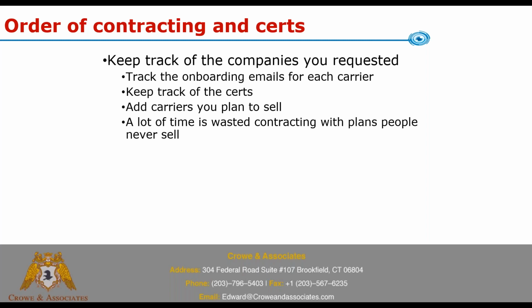This one sounds really kind of stupid and simple, but I cannot tell you how many times we get calls from people saying, hey, I appointed with a bunch of companies, I can't remember which ones, can you tell me? Or, I know I appointed with a bunch of companies, I'm not sure if I actually did contracting links for all of them. Track your companies you're contracting with. If you're going to contract with 20 companies, make a list. Keep track of them. That way when you call us, we can look it up, but it's easier if you know who you sent contracting in for. We can give you a status update.